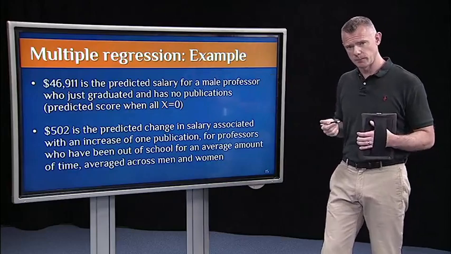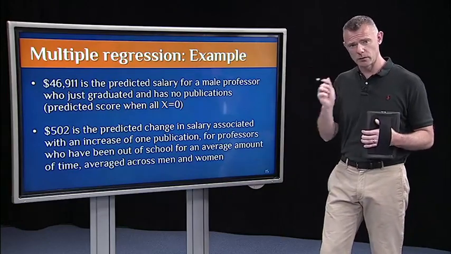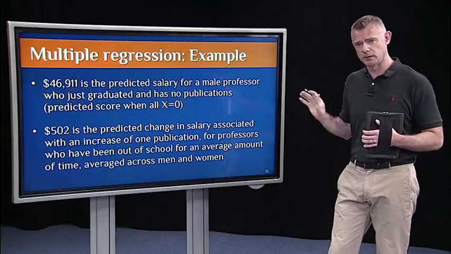coded male as 0. Okay, so that's how to interpret the regression constant in this example.